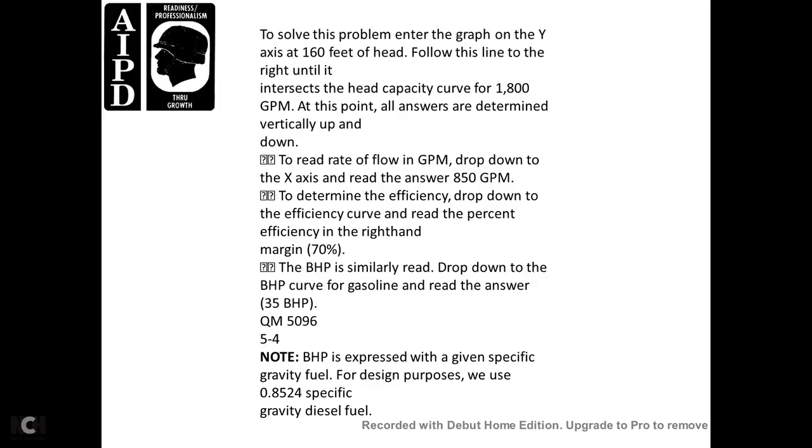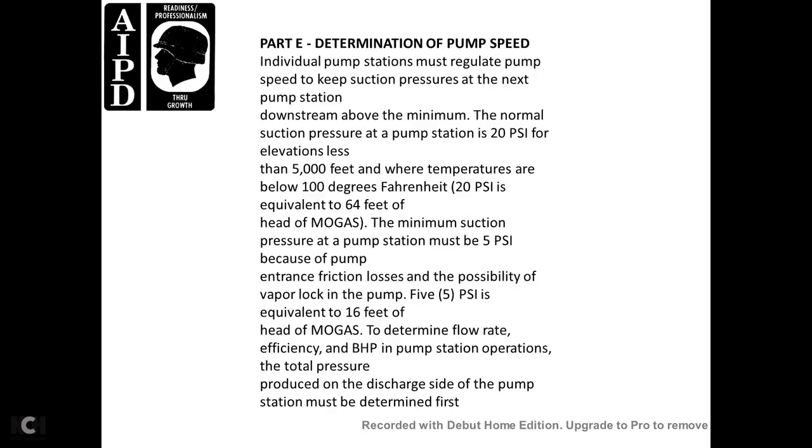Brake horsepower. Similarly, drop down to the brake horsepower curve and read the answer: 300 brake horsepower. Note that the brake horsepower is expressed given a specific gravity of the fuel. For design purposes, we use 0.8524 specific gravity for diesel fuel.